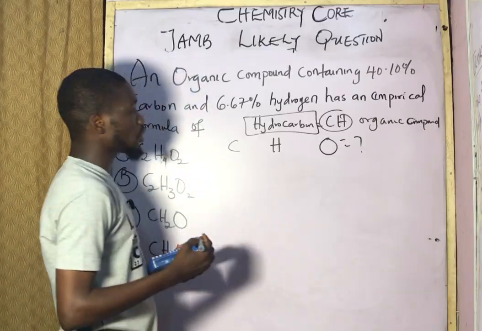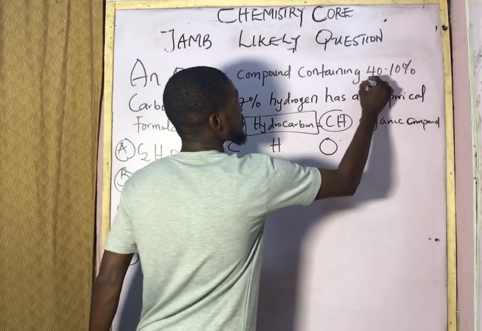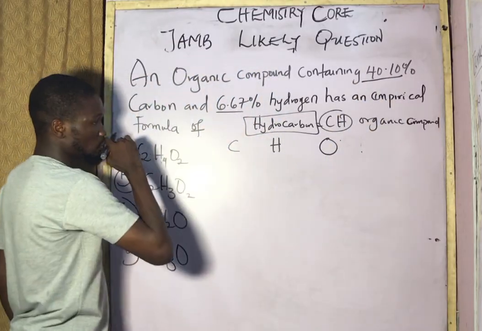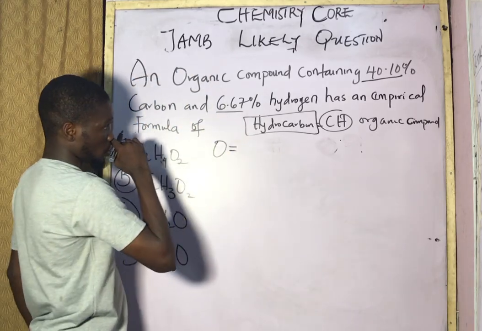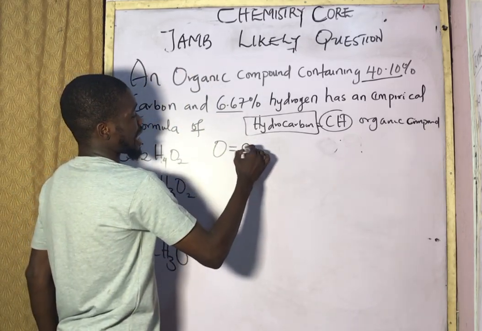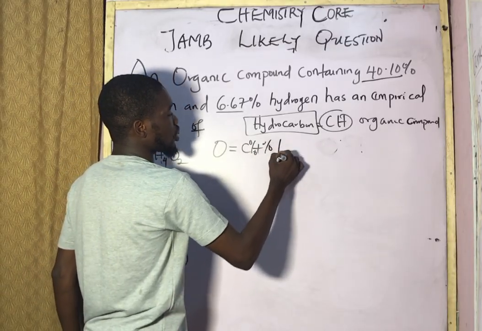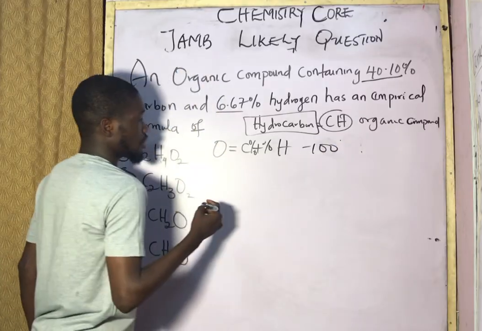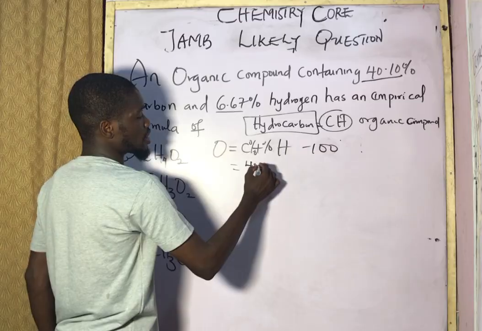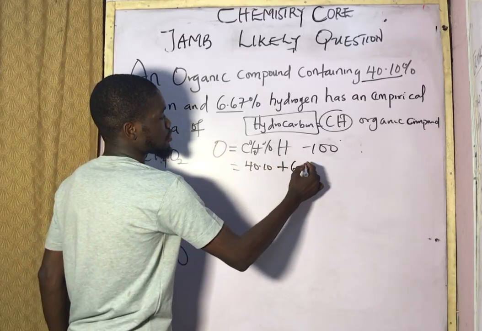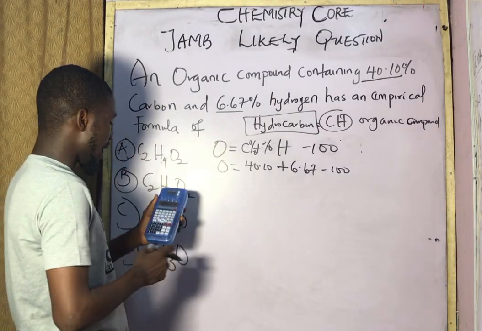Now, for you to have your oxygen value, we are going to add this together. So we said oxygen is equal to percentage of carbon plus percentage of hydrogen minus 100, because we are looking for the percentage of this. So the value for carbon is what? 40.10 plus 6.67 minus what? 100. Since we are looking for our oxygen, let's point to the calculator.